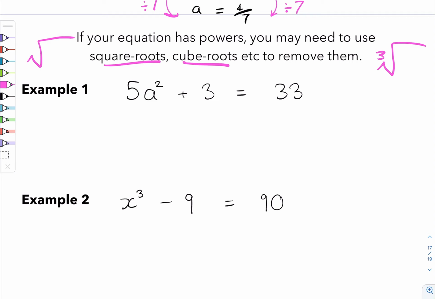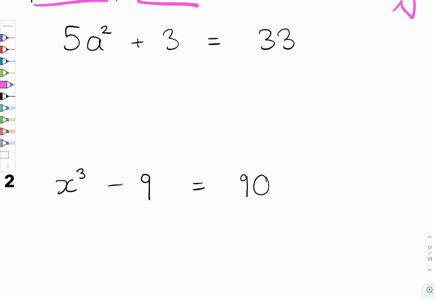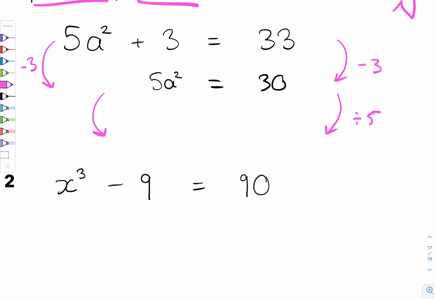So let me show some examples here. I've got 2 that are a little bit different. Here, if I solve this one, I need to remove this term first. That leaves me with 5a squared is 30, because I've subtracted 3 from both sides. My next move is to remove this 5, so I'm going to divide by 5. And that leaves me with just a squared. 30 divided by 5 is 6.